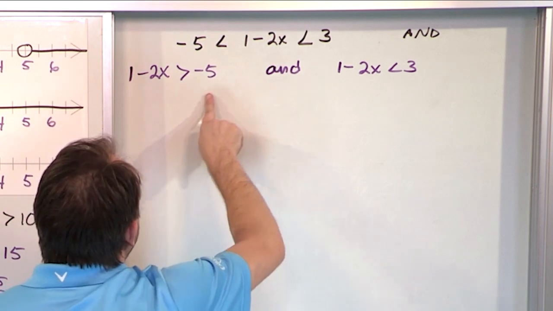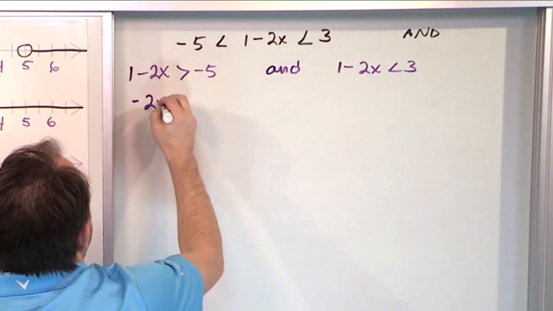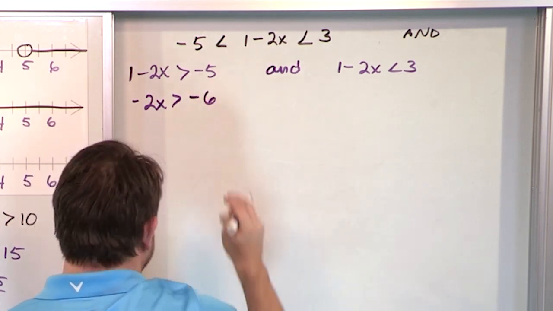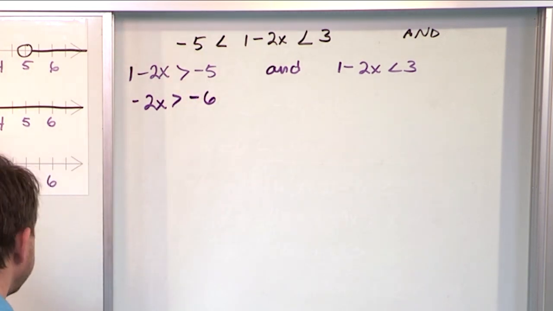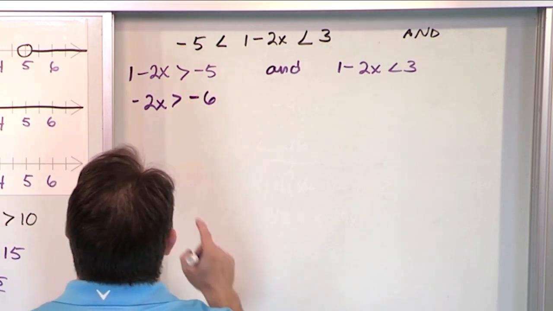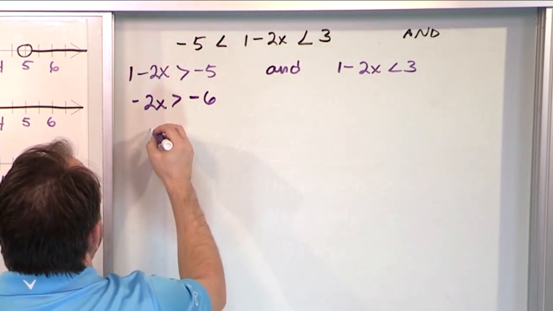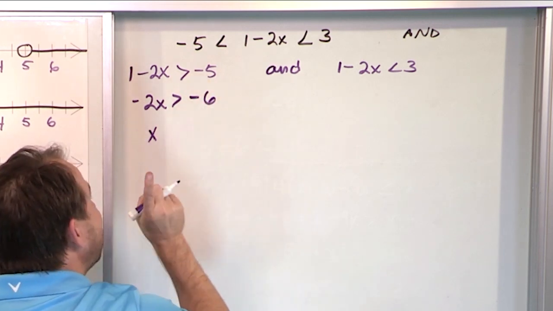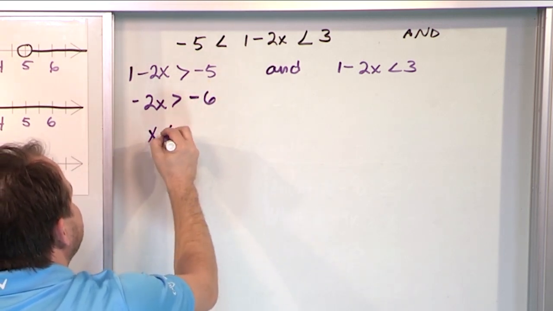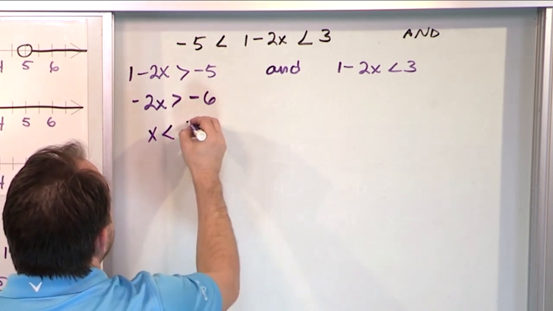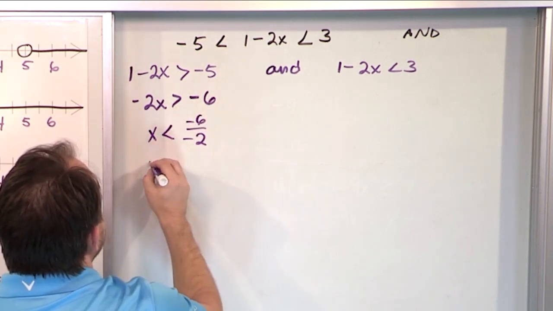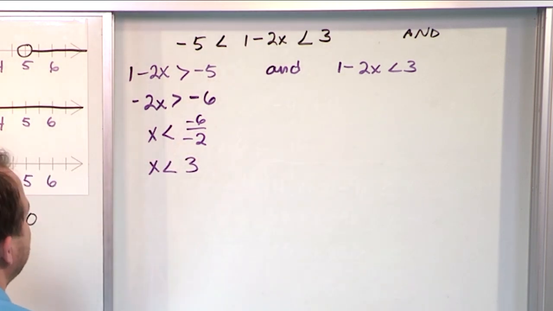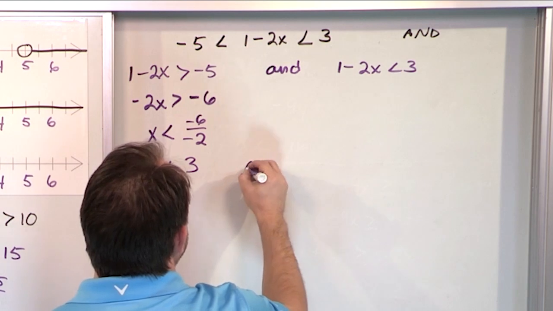So we move the 1 over here by doing what? By subtracting 1. -5 minus 1 is -6, right? And then what do we have over here? We divide by -2. So let's divide by -2. X greater than, actually, you realize, wait a second, I'm going to be dividing by a negative. So when I divide by a negative, I have to flip the direction of that inequality. -6 divided by -2. So x is actually less than +3. X is less than +3. So this is one half of the solution.